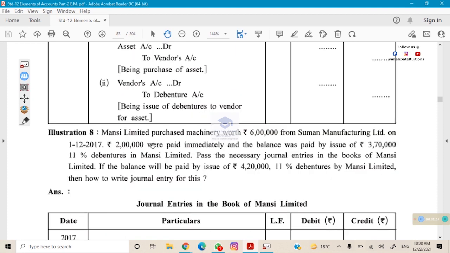See, Mansi Limited purchased machinery worth rupees 6 lakh from Suman Manufacturing Limited on 1/12/2017. 2 lakh were paid immediately and balance was paid by an issue of 3,70,000 11% debenture in Mansi. Pass necessary journal entries in books of Mansi Limited.